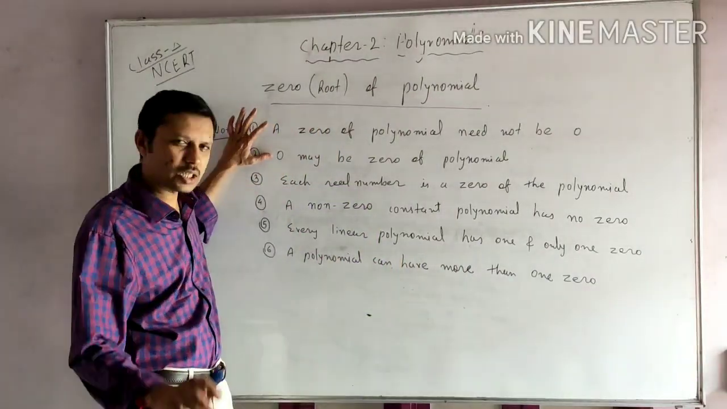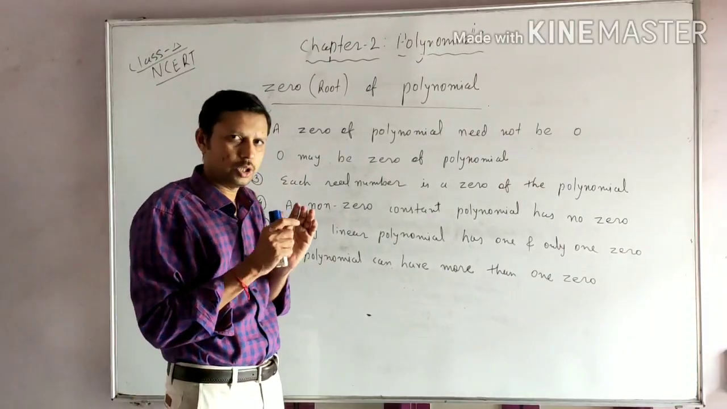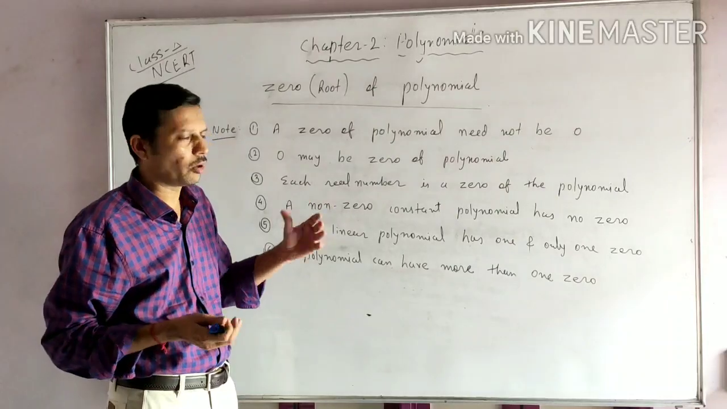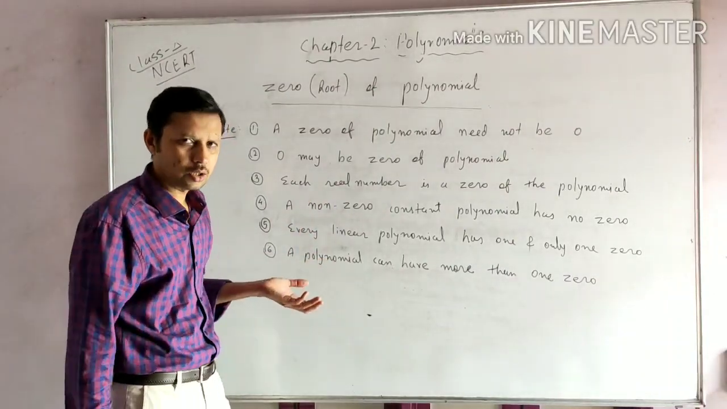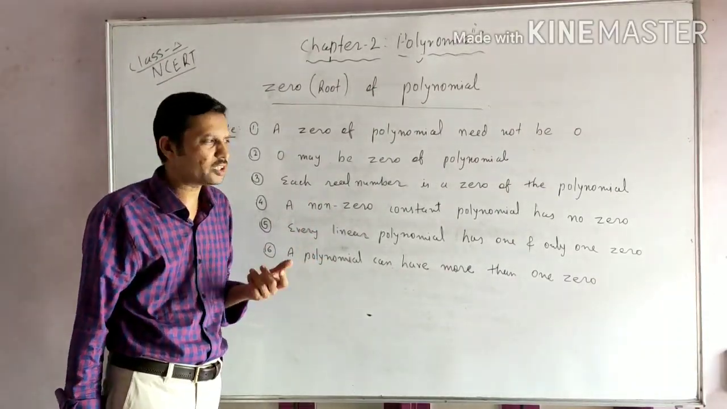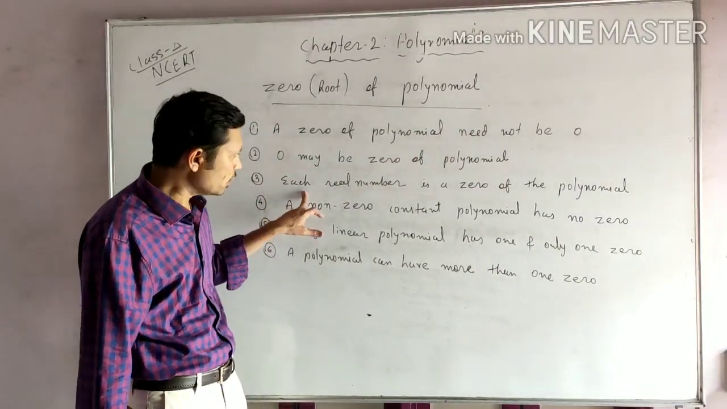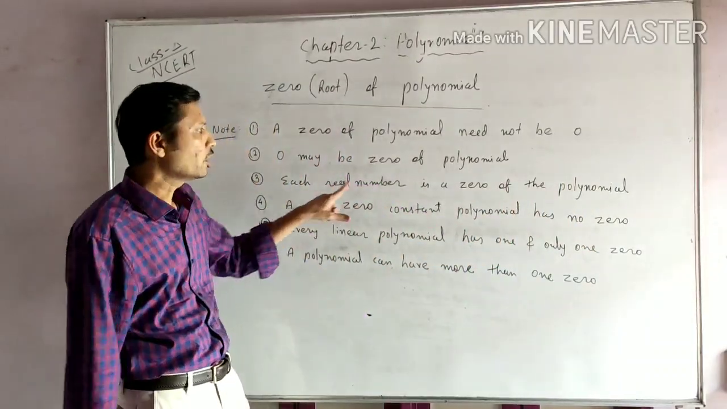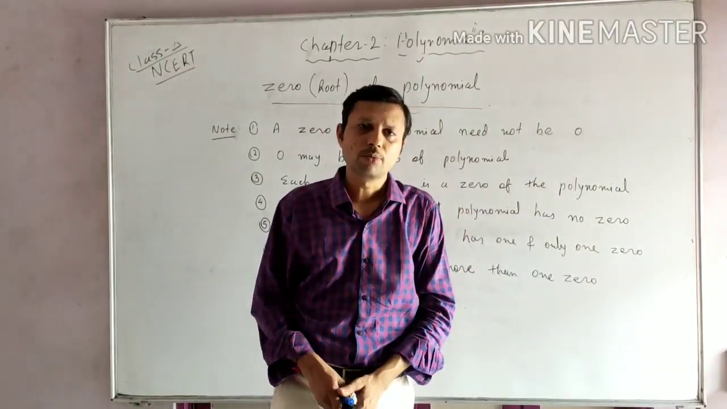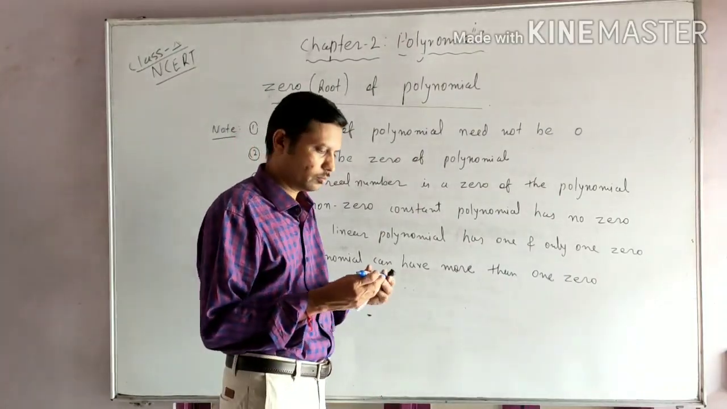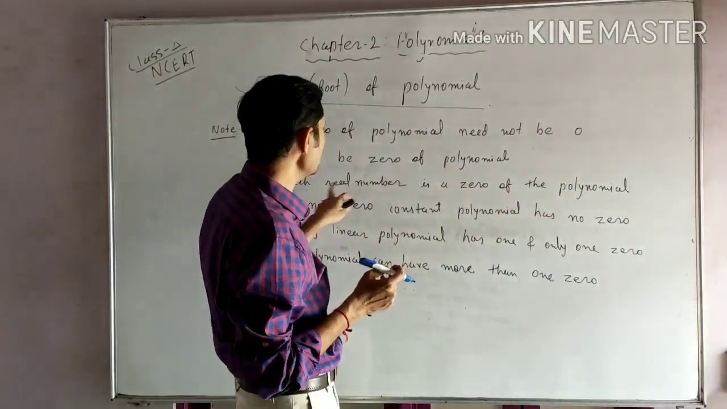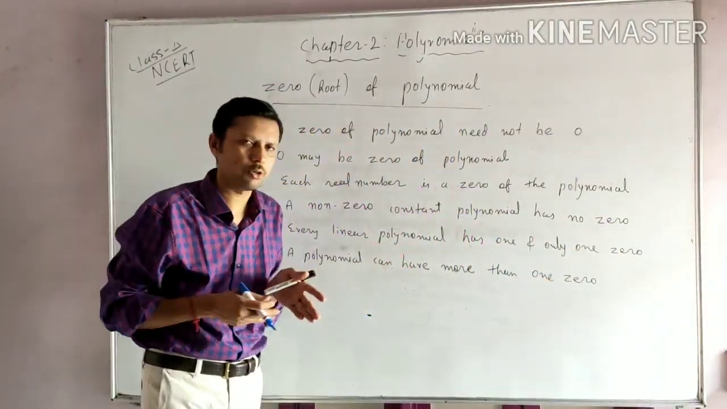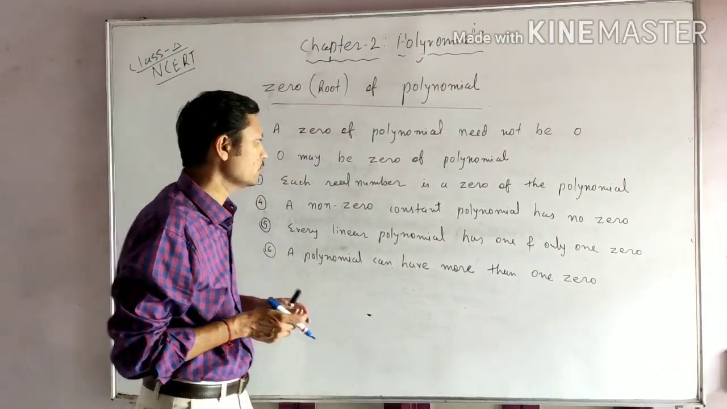So the first two points reflect the same point, that we are talking about the number 0, that it may be a root of the polynomial or not. It may be a root, that means a zero of the polynomial, otherwise it may not be. Third, each real number is a zero of a polynomial. How does it happen? Each real number is a zero of some polynomial. That means any real number is possible as a zero of your polynomial, right?